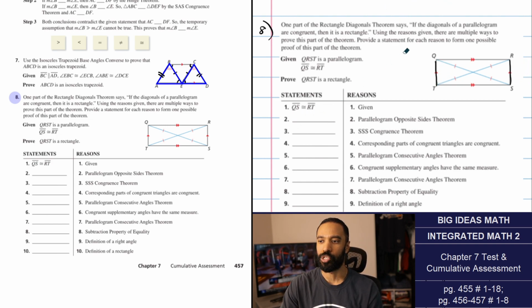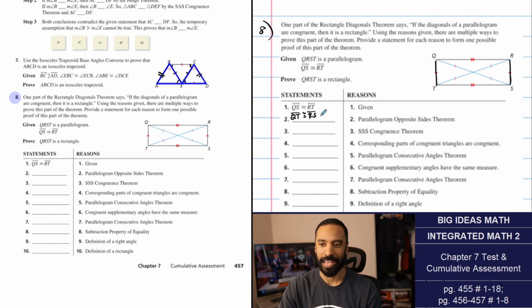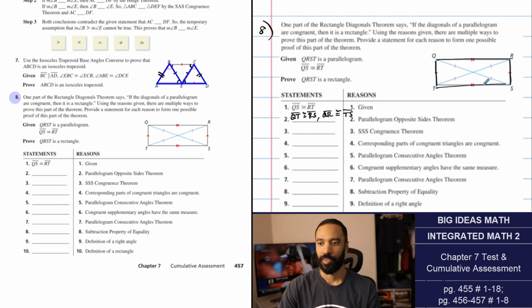Oh, I need to do two sets of parts, probably. Let's just do both. QT congruent to RS and QR congruent to TS. Okay. They just didn't really give me room. So now I can do side, side, side in whichever way I so prefer. These are congruent. But which triangles are now congruent?